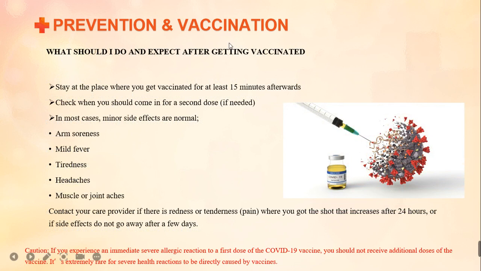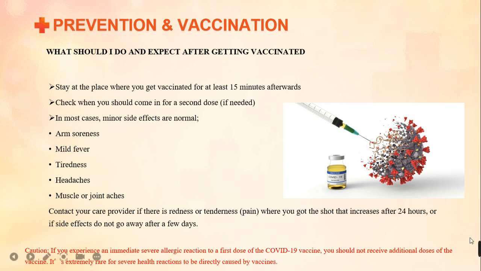So what should I do and expect after getting vaccinated? After getting vaccinated, you have to stay for at least 15 to 30 minutes in the room, or the vaccinator will tell you to stay in the other room for at least 30 minutes. Then they will let you know when you should come for the second dose. Johnson & Johnson is a single shot vaccine, but other vaccines are 2-shot vaccines, so they'll let you know when you should come for the next dose.